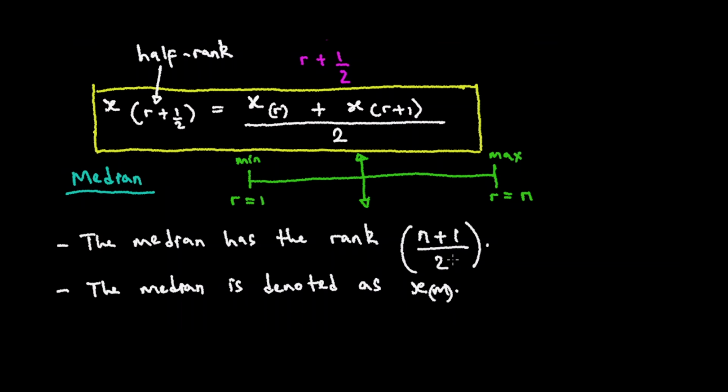If n is an odd number, then the rank of the median will be a whole number, and the median will be the middle number in the data set. These things are more visible when we do examples, but let me just explain it. We write the notes, then I will explain it in simple terms so that you understand what we mean.